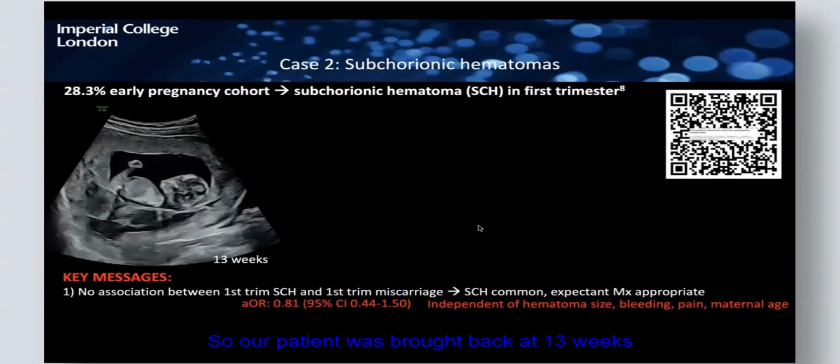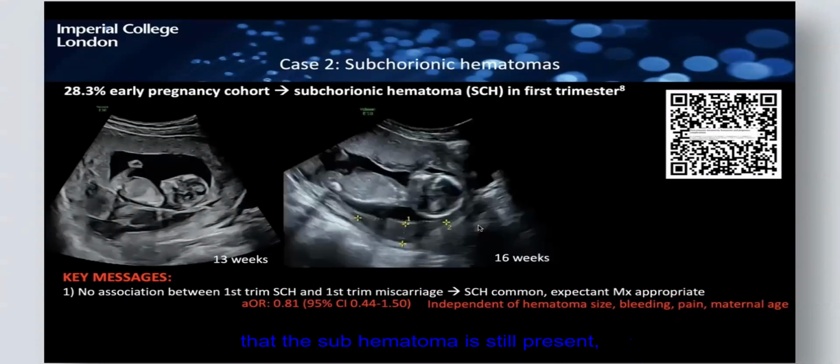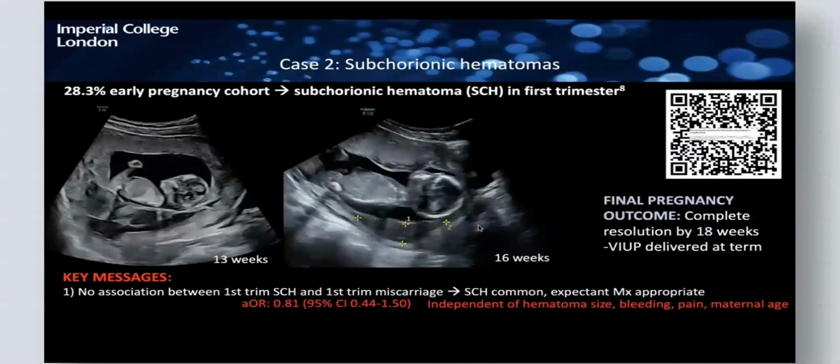So our patient was brought back at 13 weeks, and also at 16 weeks, we can see that the subchorionic hematoma is still present, but actually by 18 weeks, it had completely resolved, and she went on to deliver a viable intrauterine pregnancy at term.